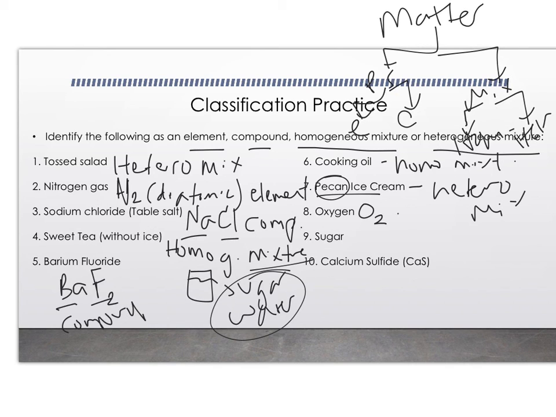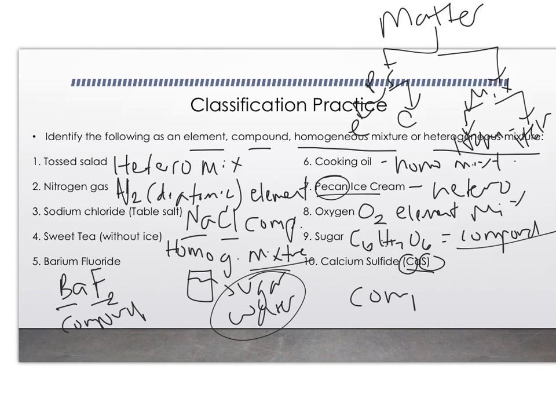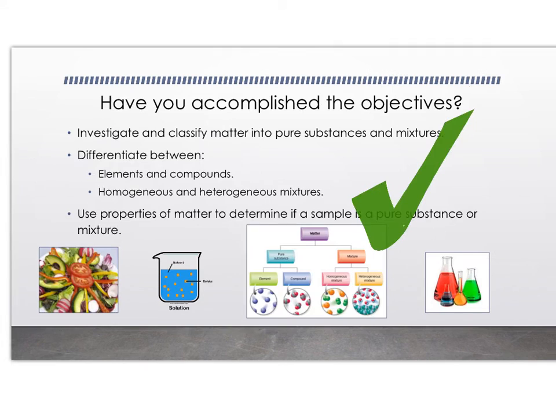Oxygen is another diatomic element. Oxygen's on the periodic table. It's one element by itself, even though there's 2 of them, but oxygen itself is considered an element. Sugar, C6H12O6, like glucose. There's 1, 2, 3 elements, a C, H, and an O, so that would be a compound. It is only a pure substance, one type of pure substance. And then calcium sulfide, CaS. Calcium is one element, sulfur is another element, chemically combined to make a compound.